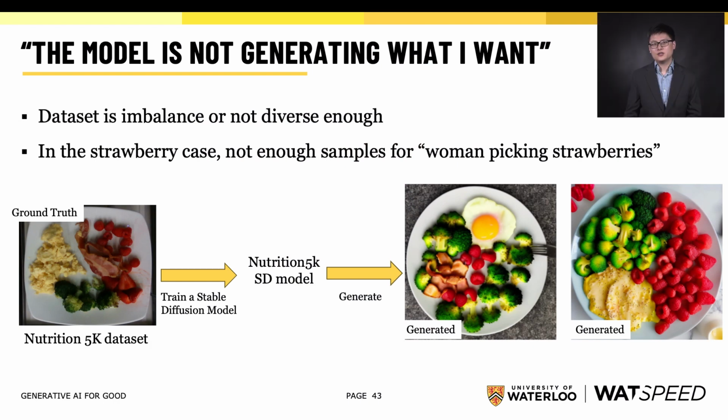We first want to find the cause of this behavior. In our nutrition estimation project, we first trained a Stable Diffusion model on the Nutrition5K open source dataset. And this is what we see. The generated images are nothing like the input images. In this case, the generated images do not look like what's inside the training dataset, and they look fake. This can be due to the dataset not being diverse enough, just like our strawberry case, where we don't have enough samples of women picking strawberries.